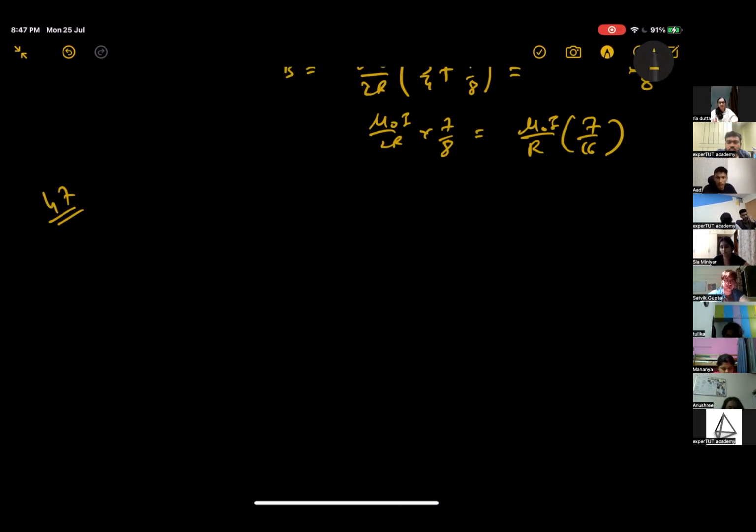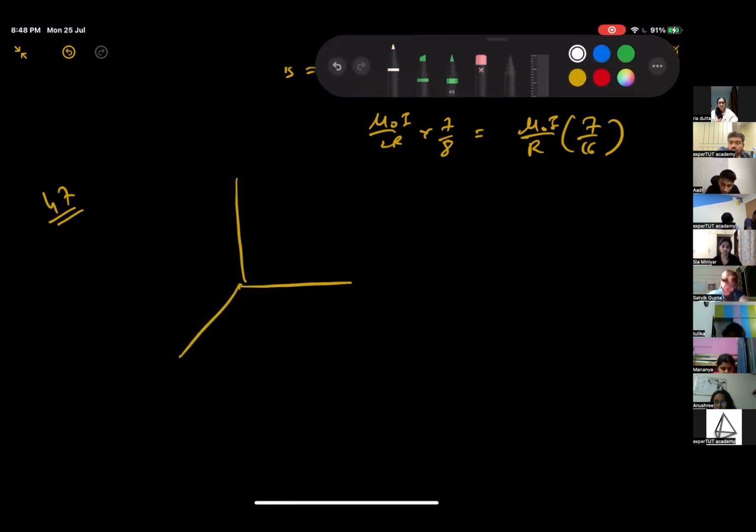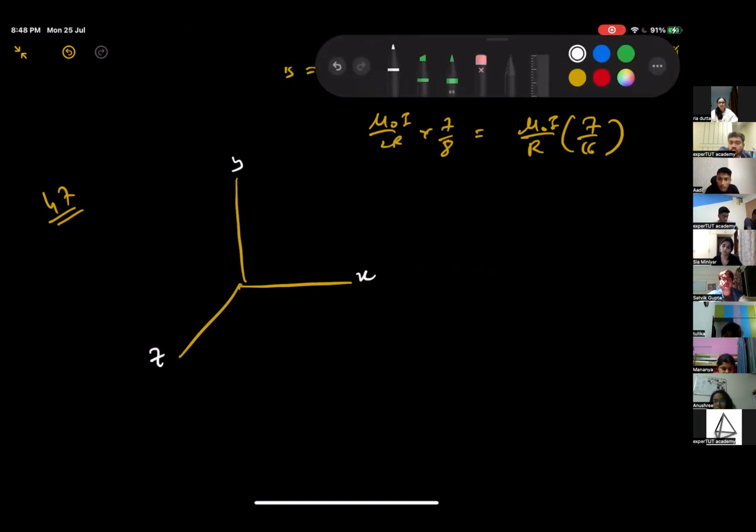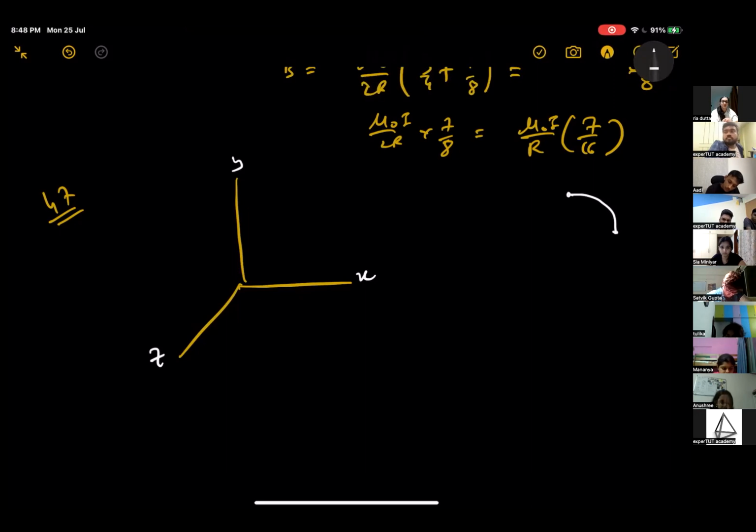A 4A current carrying loop consists of three identical quarter circles of radius 5 centimeters lying in the positive quadrant of the XY, YZ, and ZX plane with their centers at the origin joined together. The value of B at the origin is. So 4 ampere current carrying loop consists of three identical quarter circles. One quarter circle looks like this, right? And there are three of them lying in the positive quadrants.